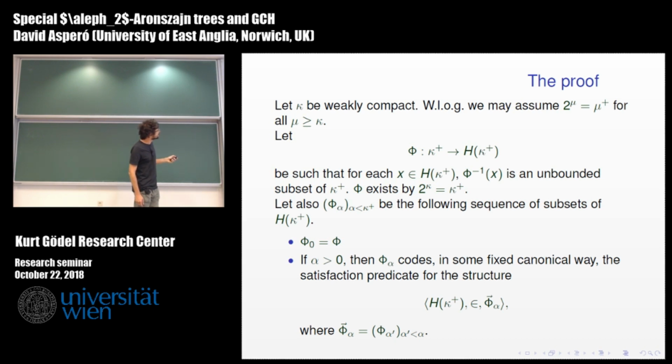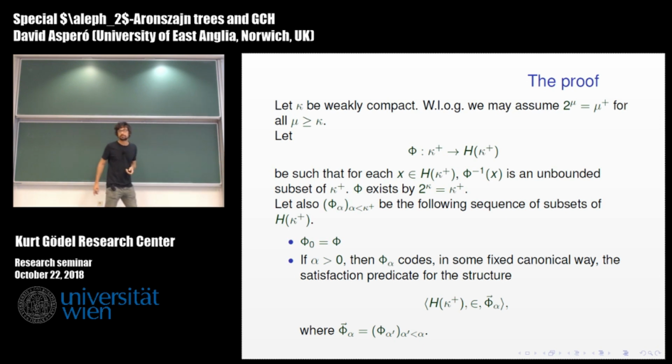And I also fix this sequence phi alpha, alpha less than kappa plus, this sequence of truth predicates for H kappa plus, which will be increasingly expressive. So the first one is just phi, the bookkeeping function. And then for non-zero alphas, phi alpha just codes the satisfaction predicate for this structure, where you have the sequence of all previous predicates and phi.